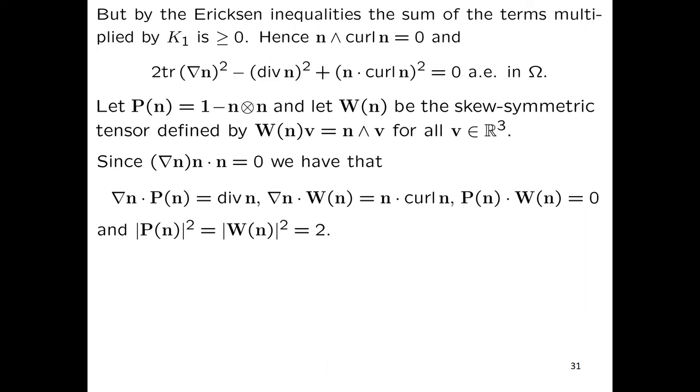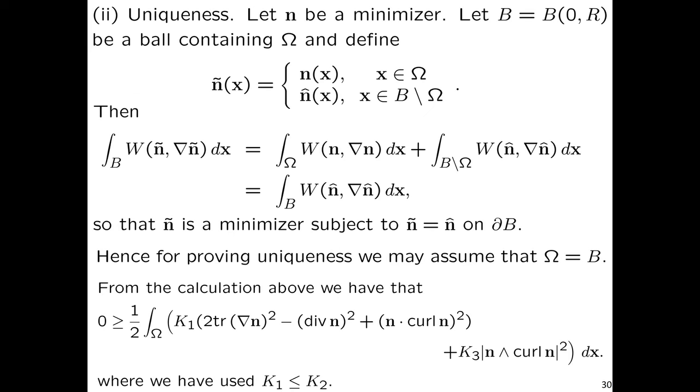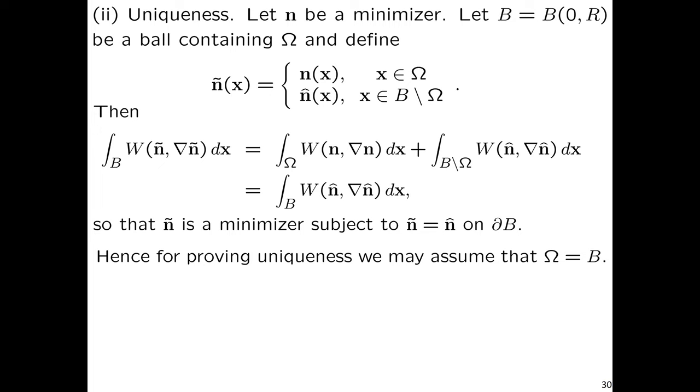Okay, but the Ericksen inequalities mean that the terms multiplying k1 are non-negative. So I got zero bigger than or equal to a non-negative term plus a non-negative term. So both these terms have to actually be zero. So we have that n cross curl n is zero, and then we have that this expression is zero.